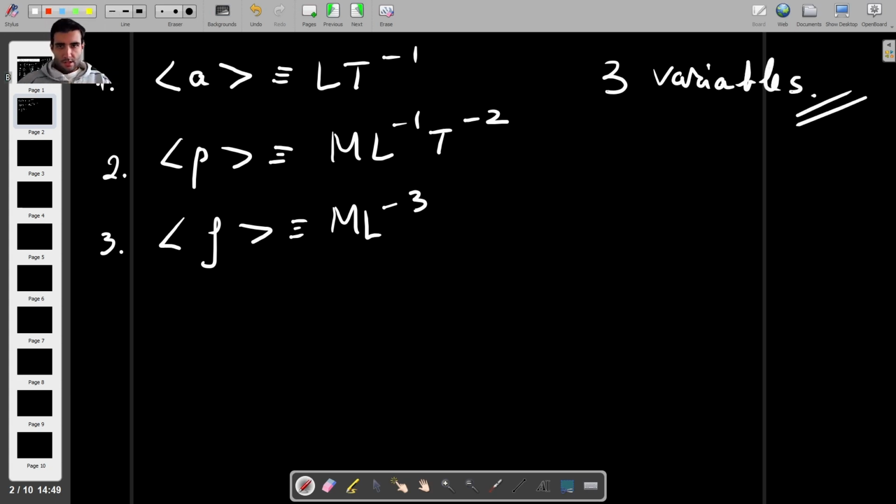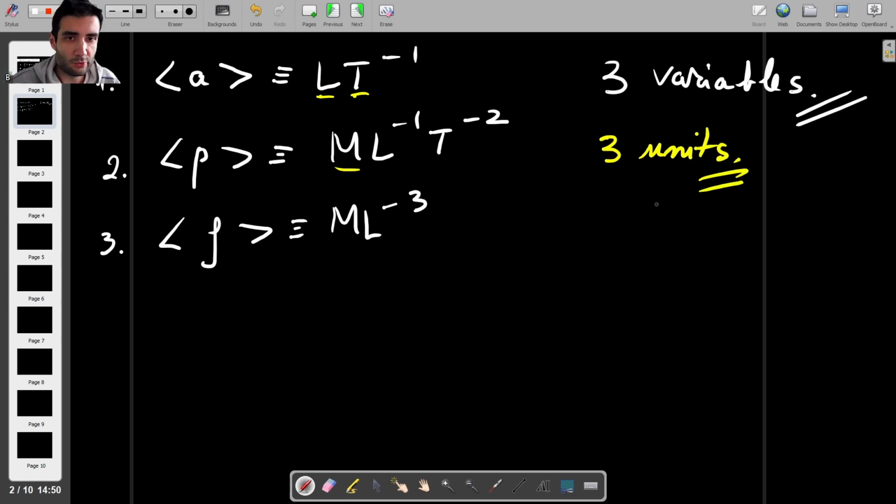Okay, right. So we have three variables, and if we have three variables, then the next thing to do is to count how many independent units we have. So how many independent units do we have? We have L, we have T, and we have M. So we have three, let's say, units.